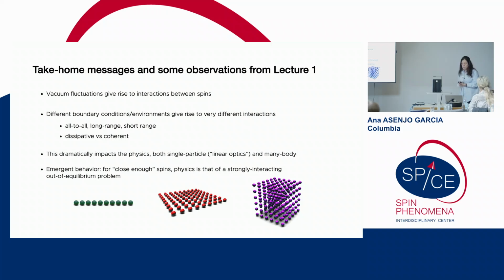So just as a summary, vacuum fluctuations give rise to interactions between spins. Different boundary conditions alter these interactions. They may be more coherent, more dissipative. The range of the interaction is also changed. This dramatically impacts the physics, both single particle and many body. And we are going to be interested in this type of system where there is a large density of emitters, and the physics becomes that of a strongly interacting out-of-equilibrium problem.